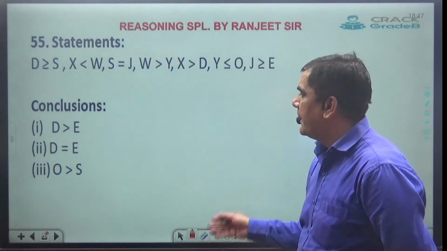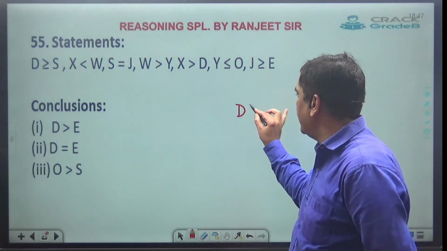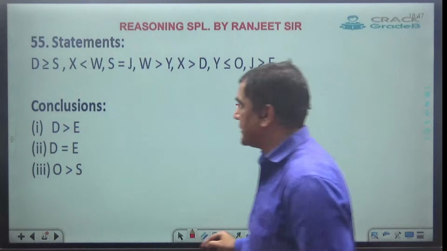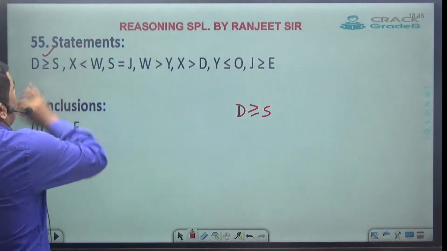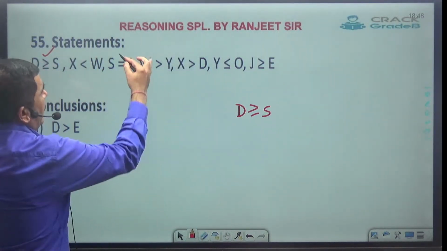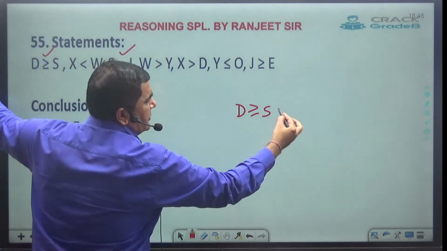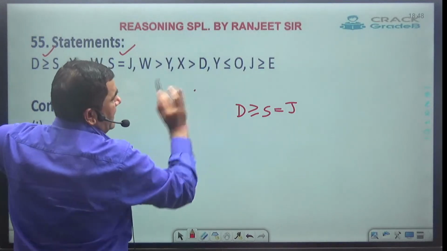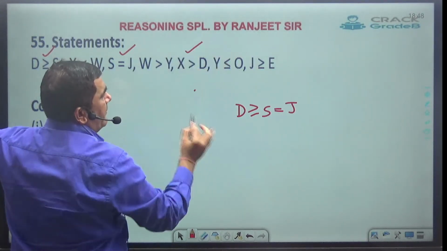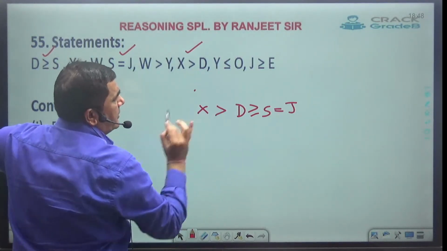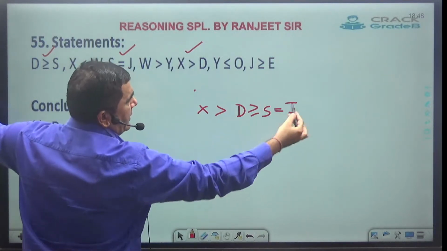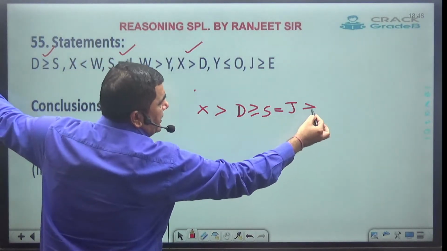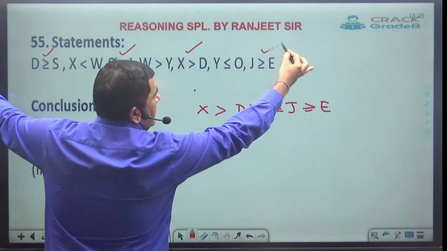Okay, let's combine. What they have given? D and S. Start with the first one. D and S. Now X and W hasn't come, then S's adjacent will be J. Next one, W and Y hasn't come, then X and D. So yes, D has come, so D's adjacent will be X and face is towards X. Y and O, Y will not come, J will have E. So J and E. Done.